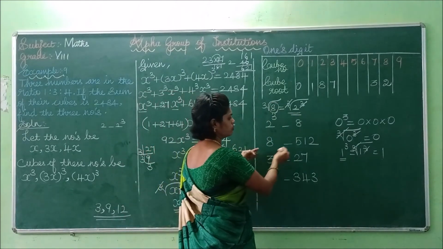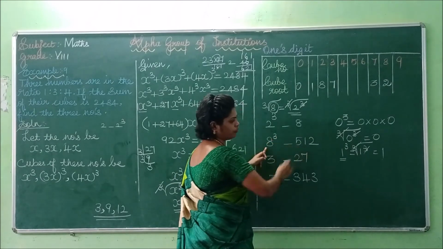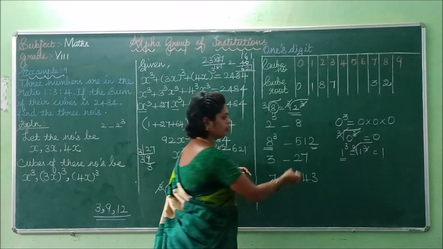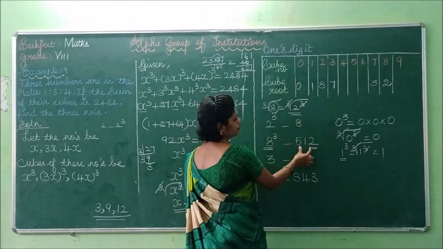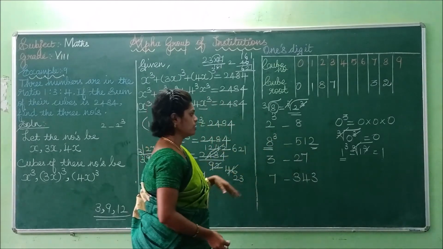Likewise, the result will change. 8 cube is 512. If your number ends with 8, its cube root will end with 2. Or else if your number is 512, its cube root will be 8. Likewise, you can change and write.